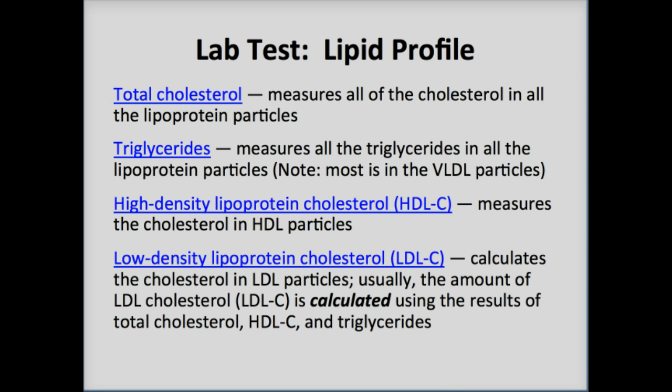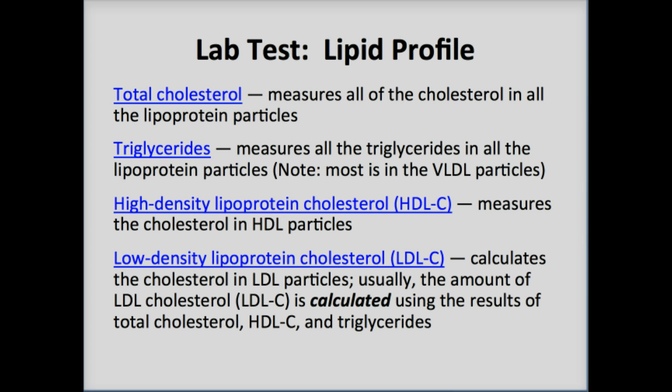Whenever we see total cholesterol, we know that they're measuring all of the cholesterol in all of the lipoprotein particles, regardless of type. Likewise, for triglycerides, which is often abbreviated as TG on a lab report, it's a measurement of all the triglycerides in all of the lipoprotein particles, regardless of type. Although most triglycerides are found in the VLDL particles.